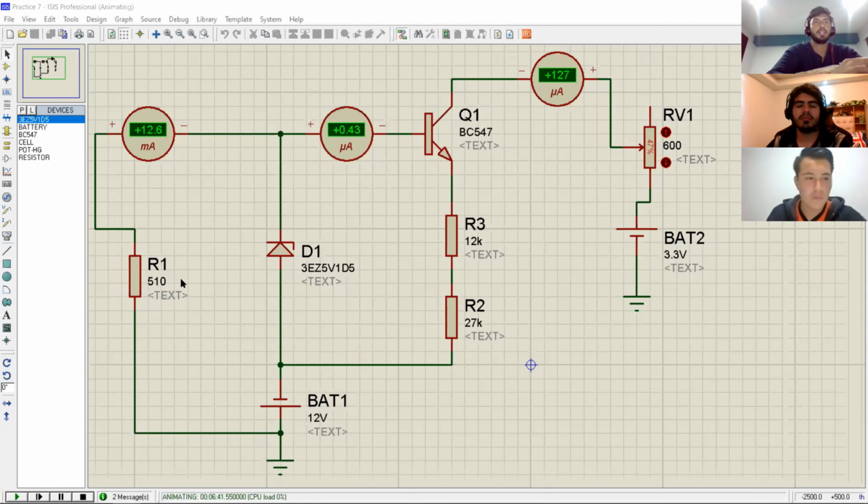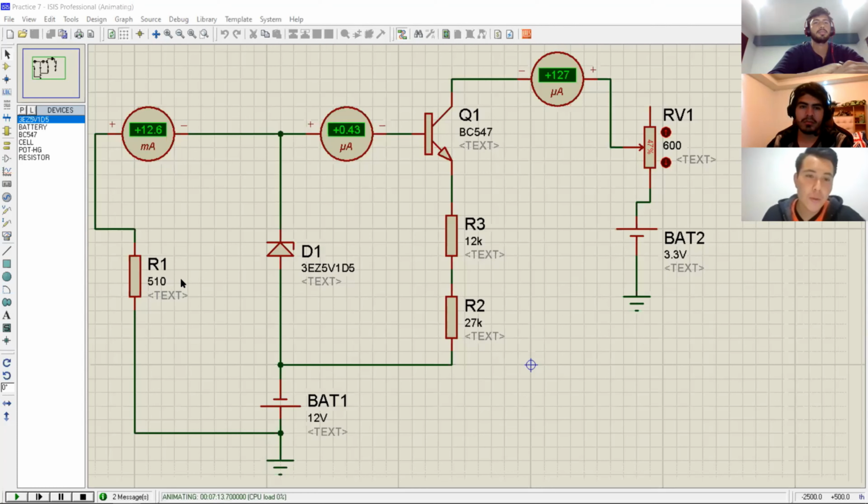After all this, we obtain an emitter resistance of 38 kilo ohms, but since we are asked to use commercial values, we did not find a commercial value that was close enough to 38 kilo ohms. So what we did instead was connect two resistors in series, one of 12 kilo ohms and another one of 27 kilo ohms, in order to have this summed up and obtain the 38.9 kilo ohms.